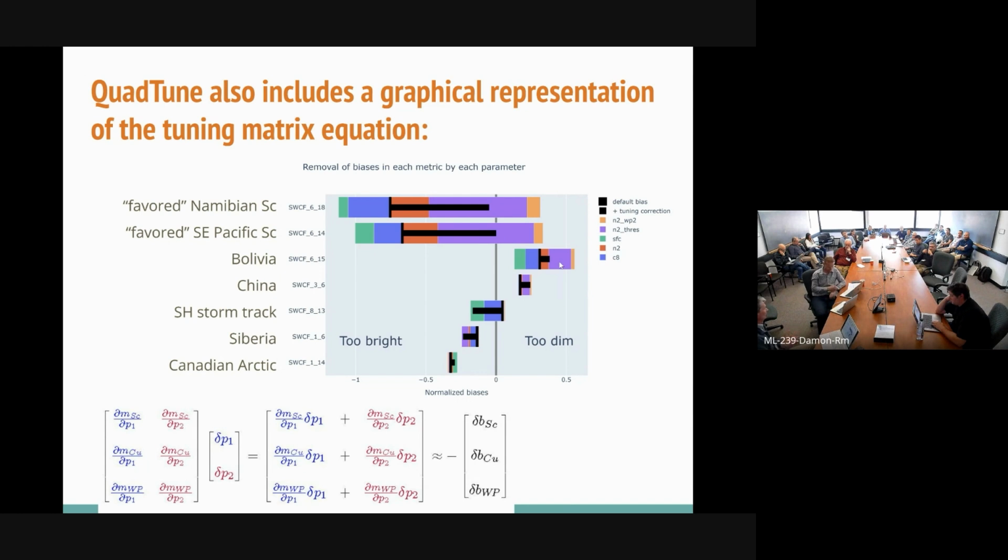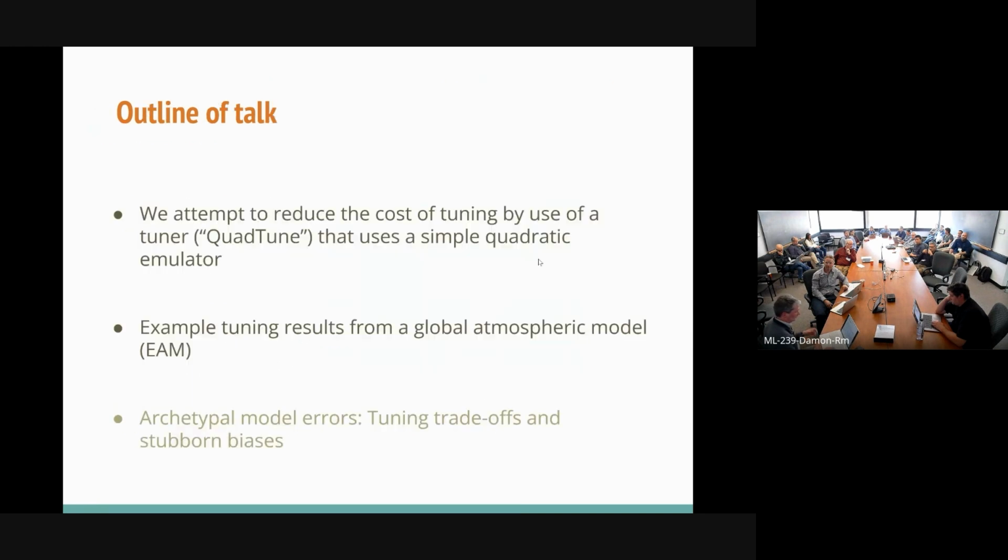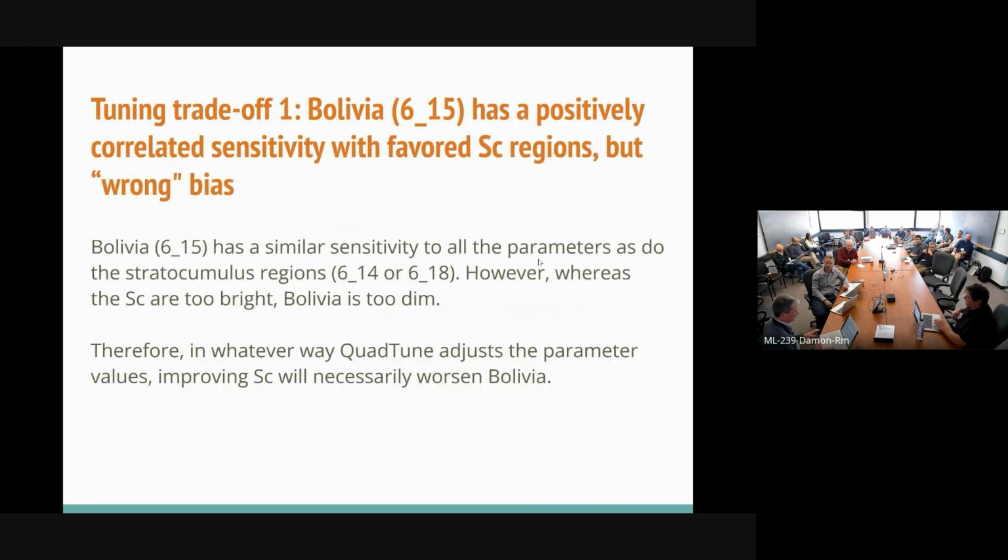You just have a tuning trade-off. And you could imagine strategies. You could say, well, I don't care about these stratocumulus biases. I care about Bolivia, so I'm going to tune the parameters differently. You still have the trade-off, but it tells you what your options are. Okay, so that's one type of pathology we noticed.